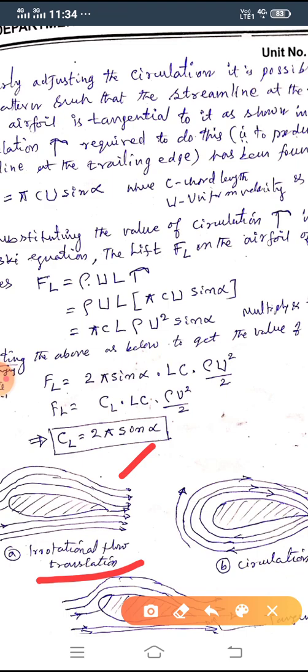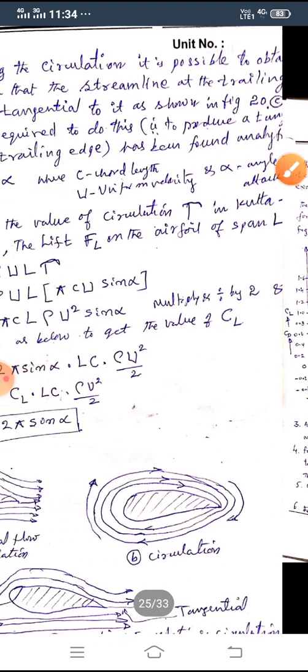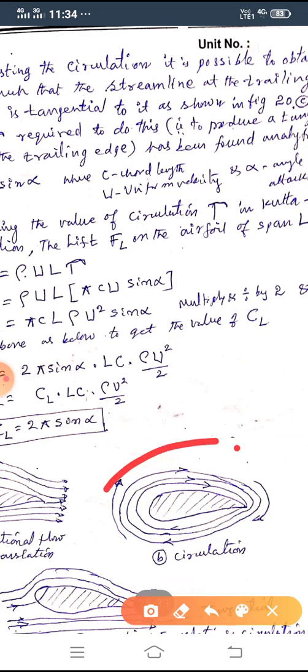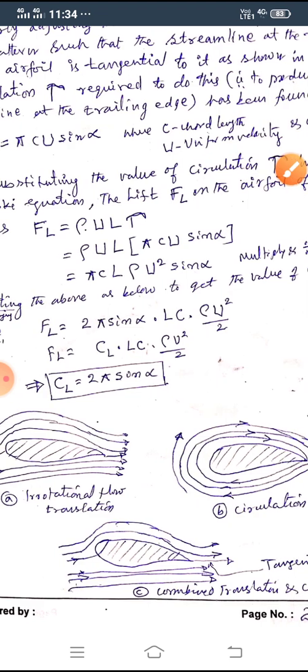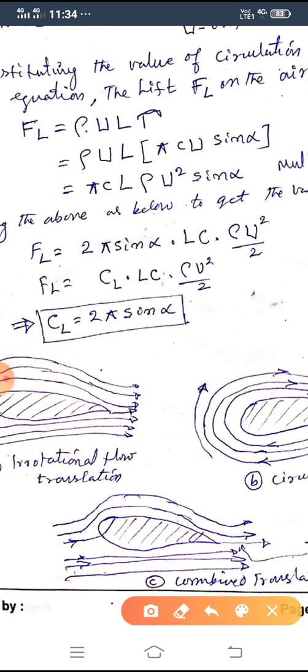Now let us impose a circulation around the airfoil. Around the airfoil a circulation is imposed, then the flow pattern will be as shown here. Now further we superimpose these two, as we did in the case of a sphere as well as a cylinder, then the combined pattern will be shown. The combined pattern, that is translation and circulation, is shown here. In this figure, this is the tangential line. This is the tangential line that is to be produced by controlling the circulation while imposing it on the aerofoil.